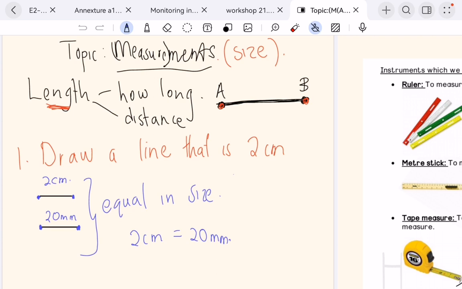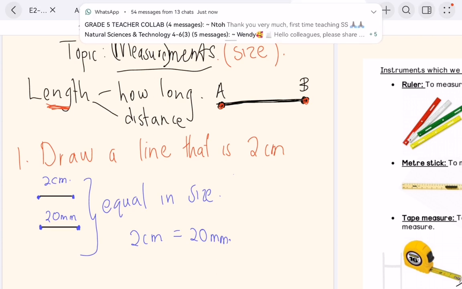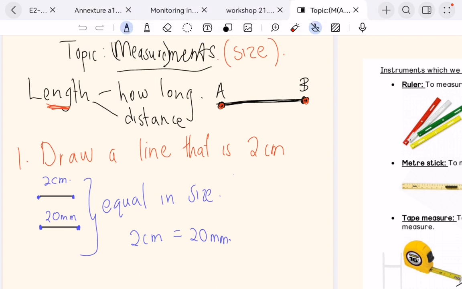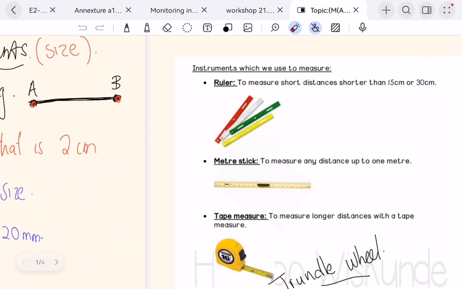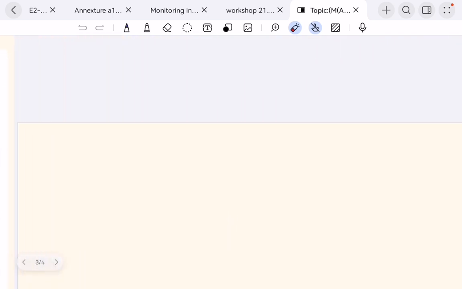Let's recap. In the last lesson, we spoke a bit about the unit of measurement. In that, I introduced you to the centimeter and the millimeter, which are the units of measurement that we find on our ruler and that we can use to measure the lengths or the distances between two points on an object.